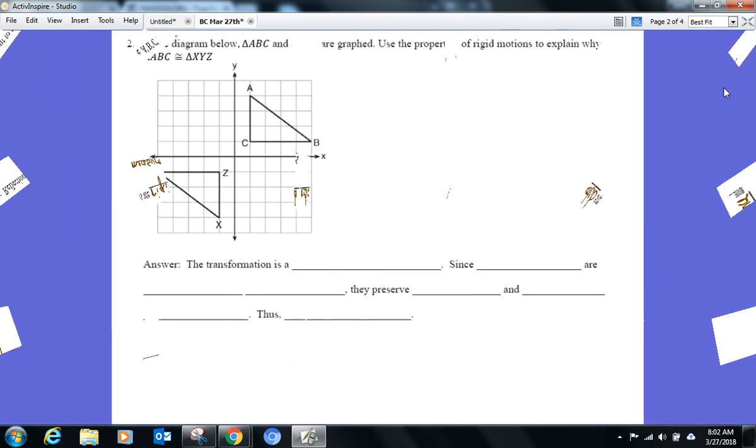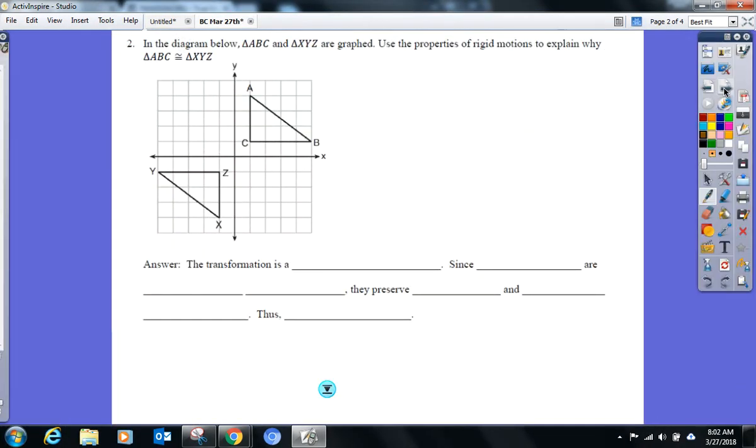All right, let's get a little bit more complicated. You tell me what the rigid motion is now. Number one, I told you it was a reflection. Now you tell me what the rigid motion is, and get specific. Reflection isn't going to cut it anymore. A reflection over what? A rotation around what? How many degrees? So I'm going from ABC to XYZ. Use properties of rigid motions to tell me why they're congruent.